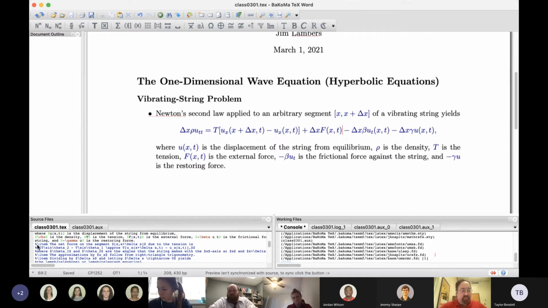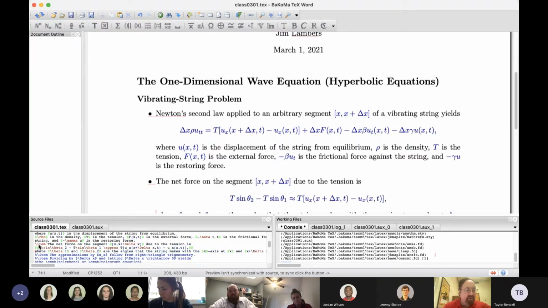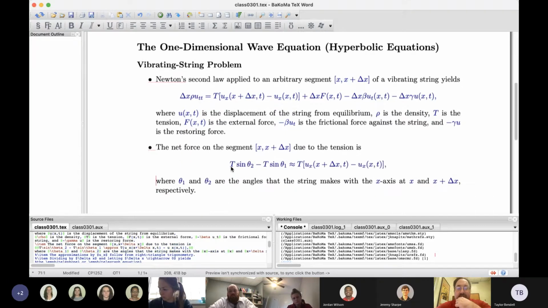Okay. I want to focus on the force due to the tension. It really comes from the tension times sine theta 2 minus sine theta 1, where theta 1 and theta 2 are the angles that the string makes with the x-axis at these two endpoints of the segment.